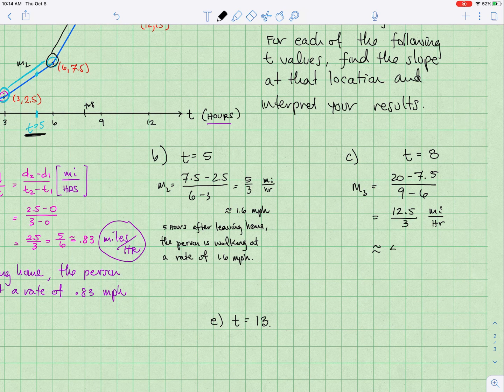they covered about 4.16 miles per hour. So this seems to be about maybe a jog, a slow jog.